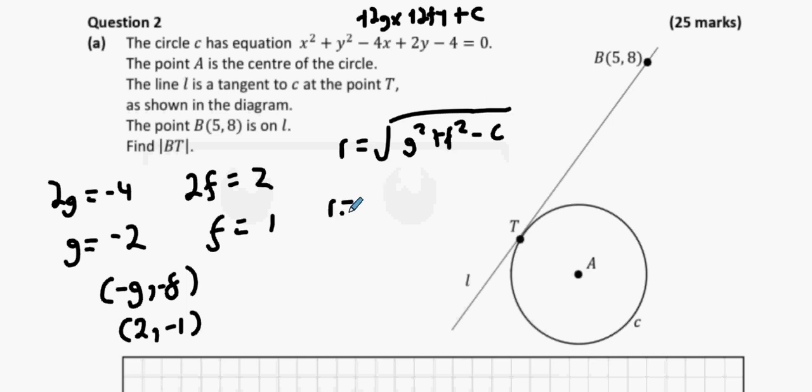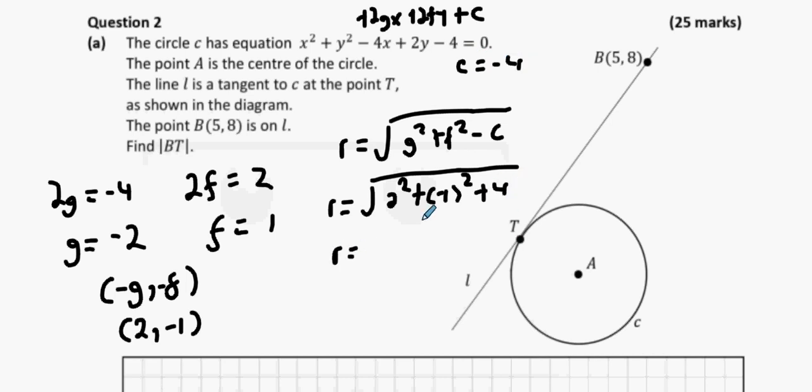Radius equals the square root of 2 squared plus minus 1 squared. The c value is minus 4, that would mean it's plus 4. Radius is the square root of 9, which is 3. Is everybody cool? That's 3. Alright.